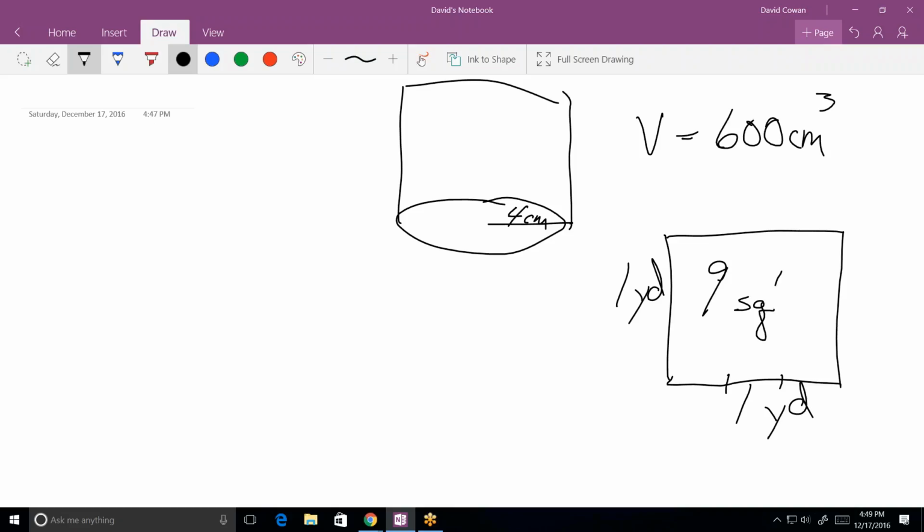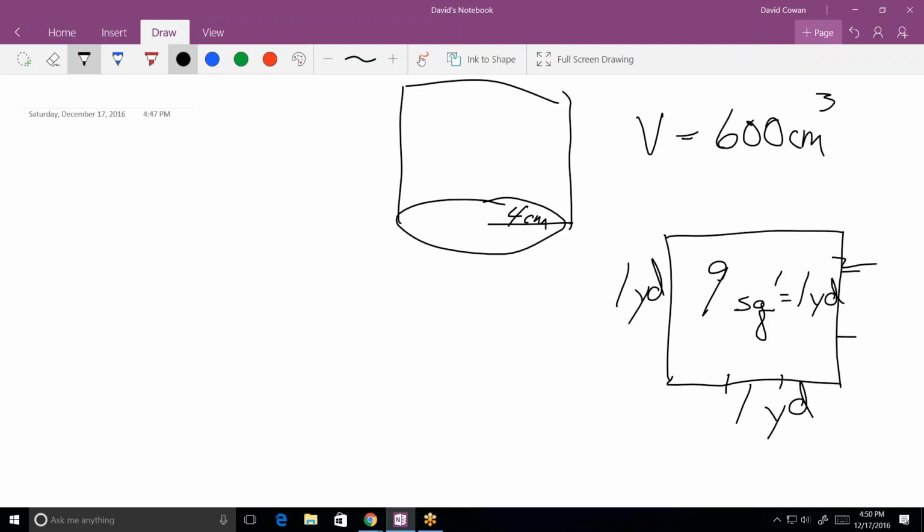9 square feet, right? It's 3 feet on each side. Yeah. So the base times the height is 9 square feet. Well, if I use yards, it's 1 square yard. So 9 square feet is 1 square yard. Oh, okay. Even though 3 feet constitute a yard.